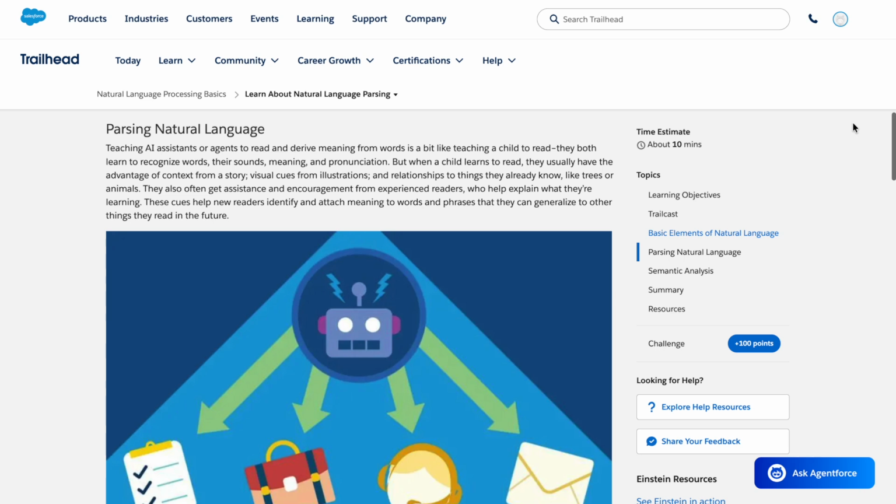Parsing natural language. Teaching AI assistants or agents to read and derive meaning from words is a bit like teaching a child to read. They both learn to recognize words, their sounds, meaning, and pronunciation. But when a child learns to read, they usually have the advantage of context from a story, visual cues from illustrations, and relationships to things they already know, like trees or animals. They also often get assistance and encouragement from experienced readers who help explain what they're learning. These cues help new readers identify and attach meaning to words and phrases that they can generalize to other things they read in the future.